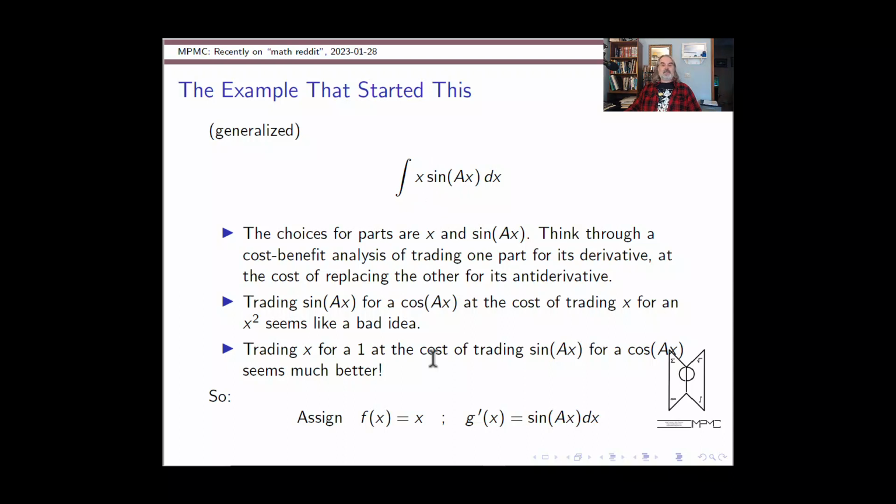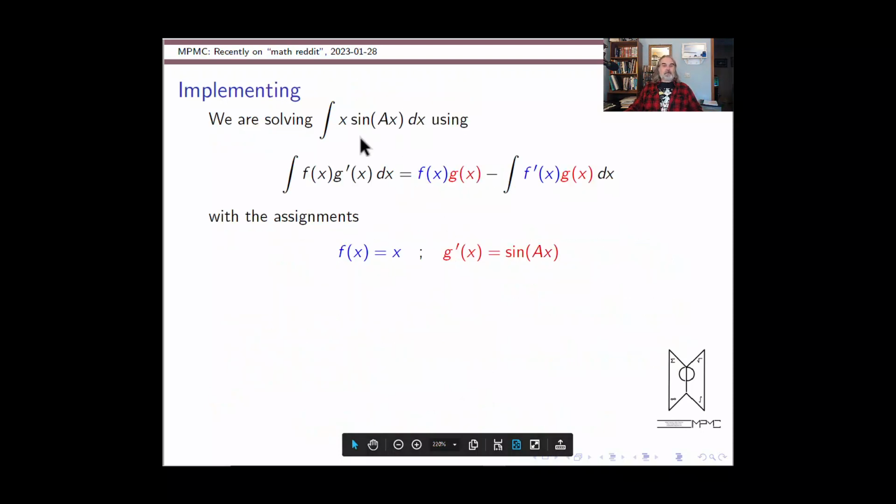So using the f and g prime notation, we would like to trade x for its derivative, and so we're going to assign f of x to be x, and then g prime ends up being sine of ax dx. Okay, so again, we're ready to solve the integral of x sine of ax dx using this integration by parts formula, and we have made the assignments. f of x is going to be x and g prime is sine of ax. And again, here's the kicker, right? Here's the original integral. Here's the new one.